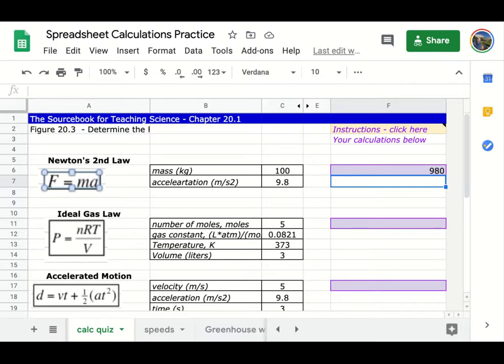Okay, so just work on the calc quiz and the speeds quiz, and then just submit that.